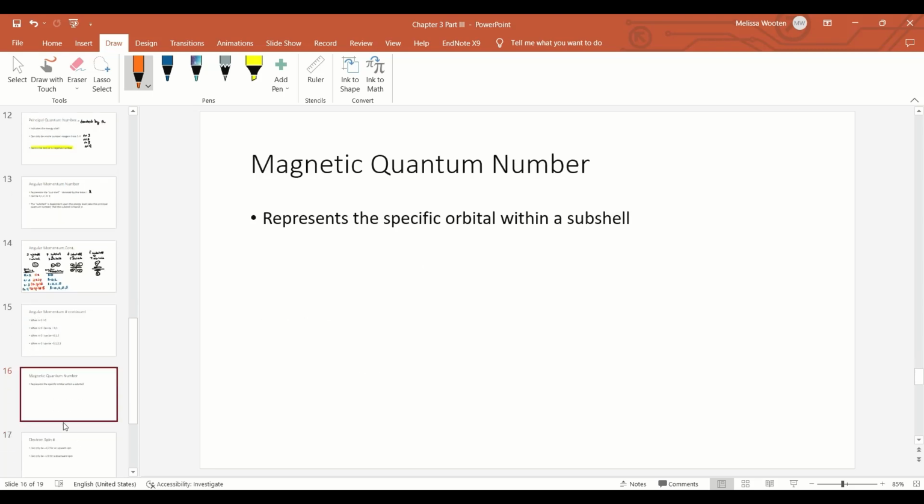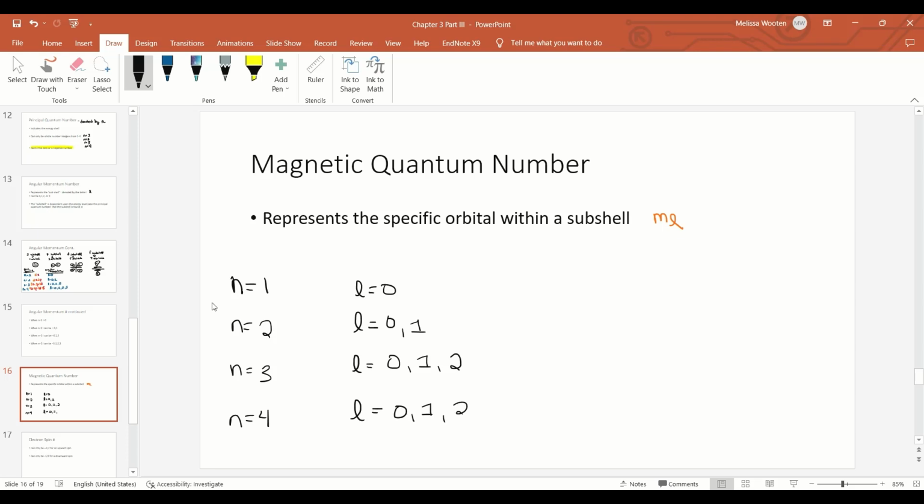And so when we move forward to the magnetic quantum number, we are talking about describing specific orbitals within a subshell, and that would be denoted by M sub L. All right, and so I'm going to draw this out again. When you have n equals 1, n equals 2, n equals 3, and n equals 4, your angular momentum is 0. It can be 0, 1. It can be 0, 1, 2. And it can be 0, 1, 2, and 3.